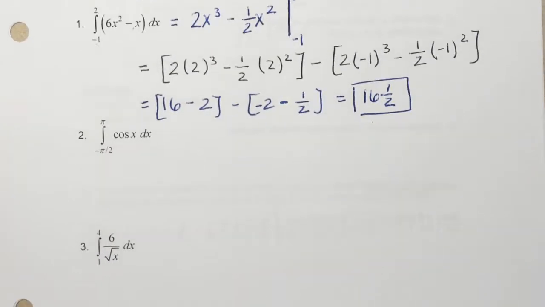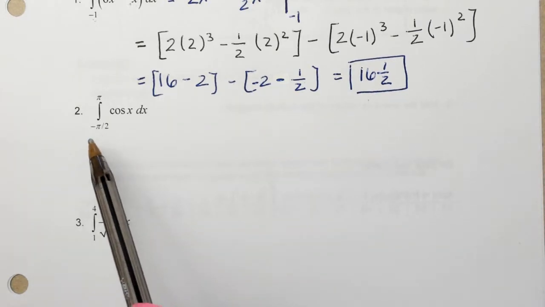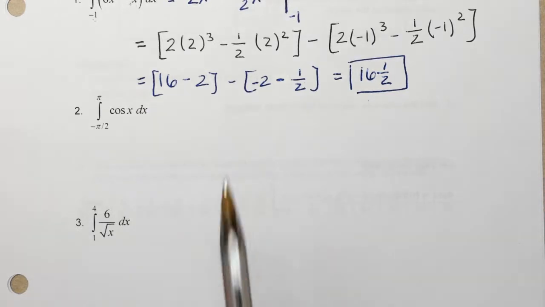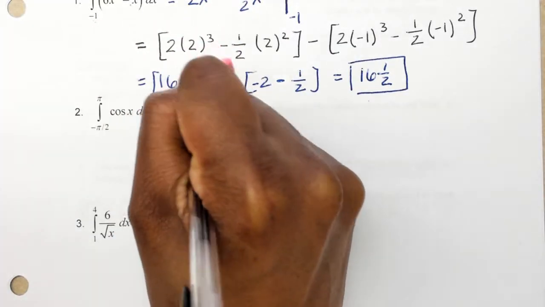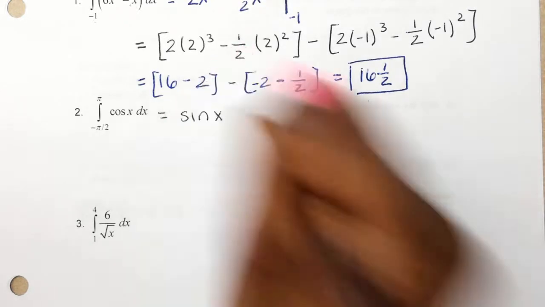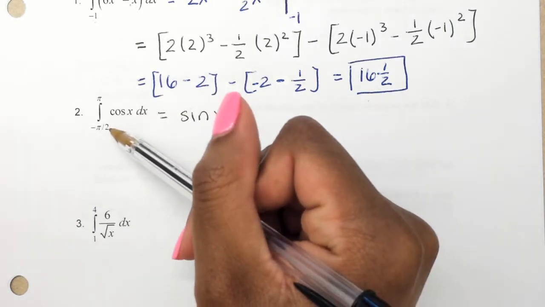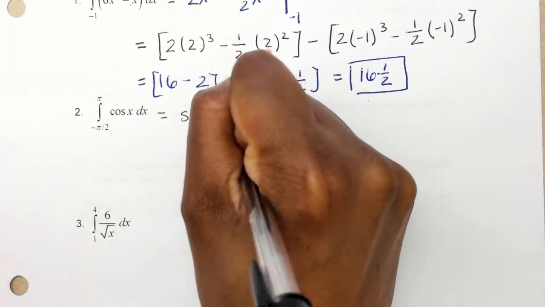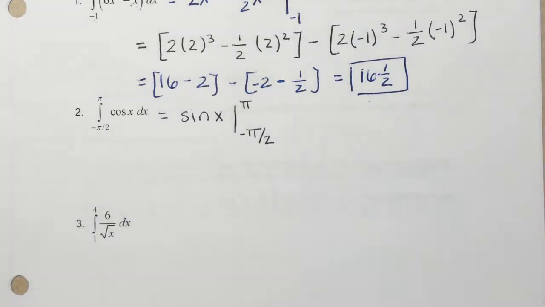So now let's look at the integral from -pi/2 to pi of cosine x dx. So again, our first step is still to find the antiderivative. So the antiderivative of cosine x is sine x. And again, we don't need the plus c because we have limits here. We have a lower limit and an upper limit that we're looking at, so we're just going to rewrite those over here. And now we're going to substitute those limits in.